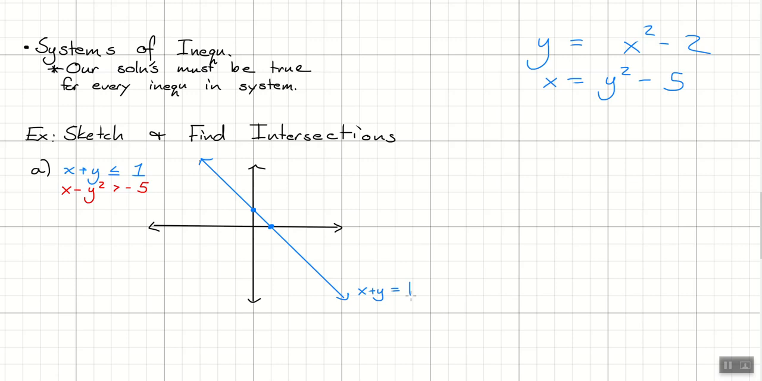Okay, for the second one, just a reminder, it's a parabola. I would take one step. X equals y squared minus 5. It's a parabola in the x direction this time, that's been shifted left 5 units. Here is 5 units left, and it's a parabola.